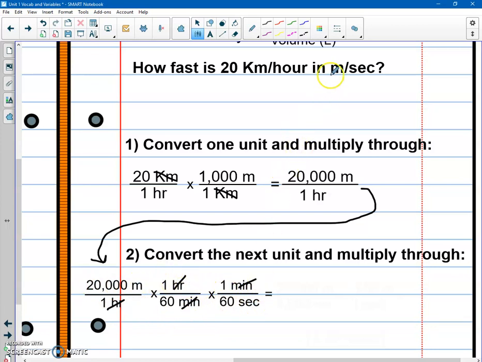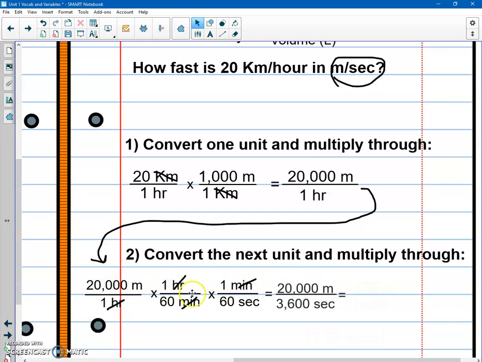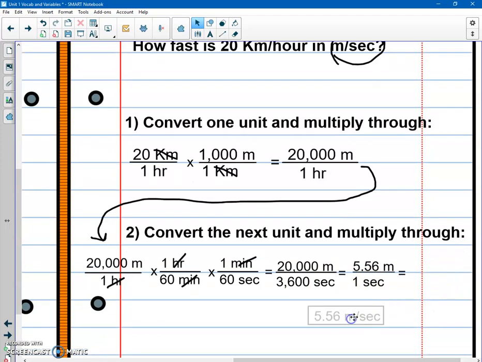Now scroll back up here. We need to get to meters per second, right? Meters per second. I think we're good. So now what we can do is just multiply on through. So 20,000 times 1 times 1 equals, you guessed it, 20,000. And then 1 times 60 times 60 is 3,600. So now this is a division symbol here. So we just go 20,000 meters divided by 3,600 seconds, and that gives us 5.56 meters per 1 second, or we can rewrite it as 5.56 meters.